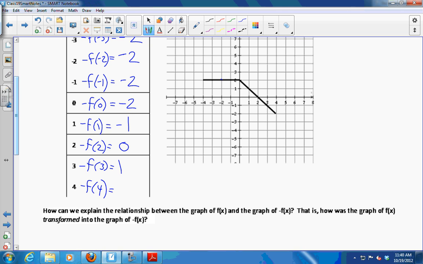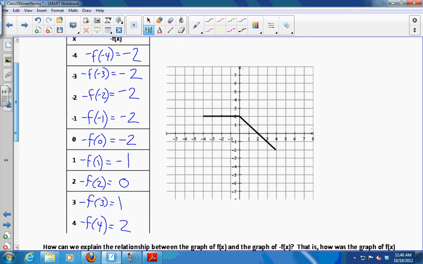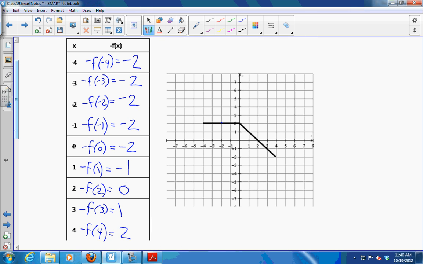F of 4 is negative 2. What's the opposite of negative 2? 2. Okay, so those are all my values. These are my x's. These are my y's. And I plot them. So I'm going to get negative 4, negative 2, negative 3, negative 2, up to 0, negative 2. And then I get 1, negative 1, 2, 0, 3, 1, and 4, 2. Connect the dots.